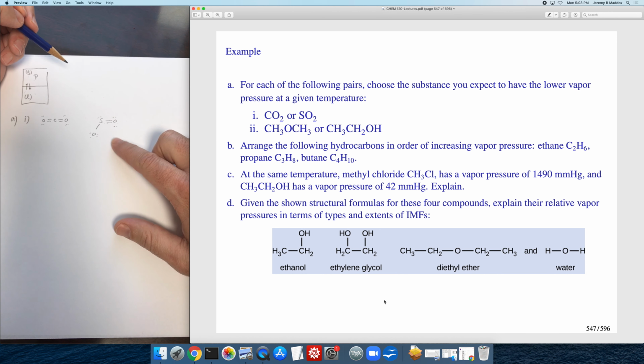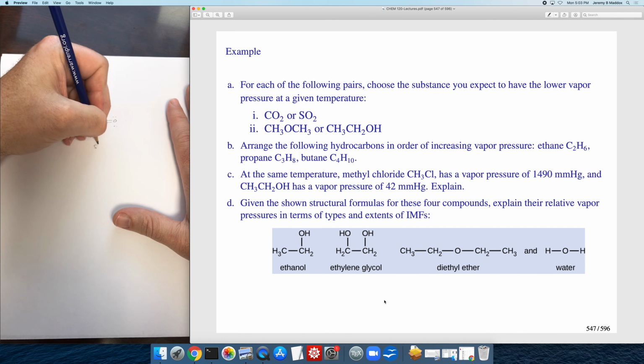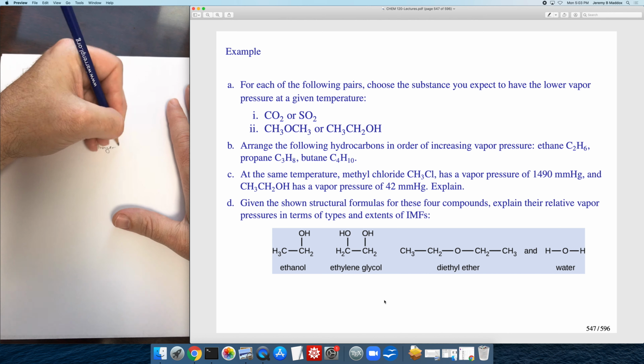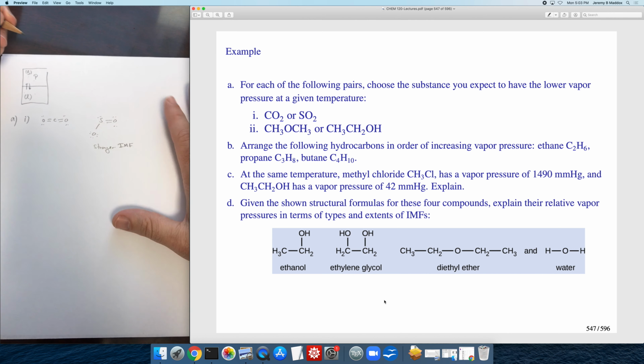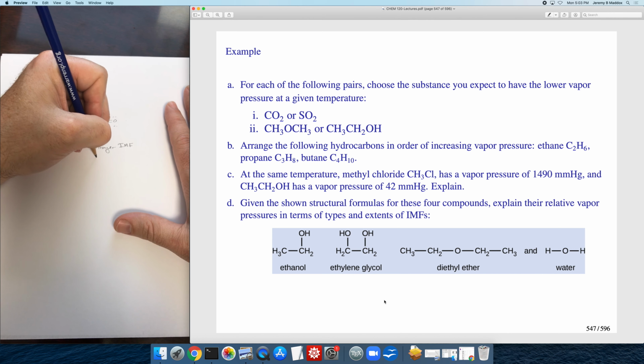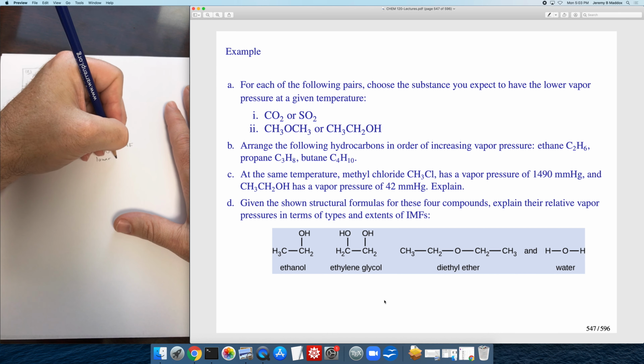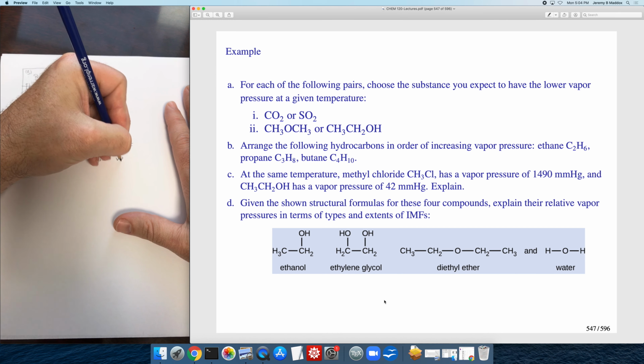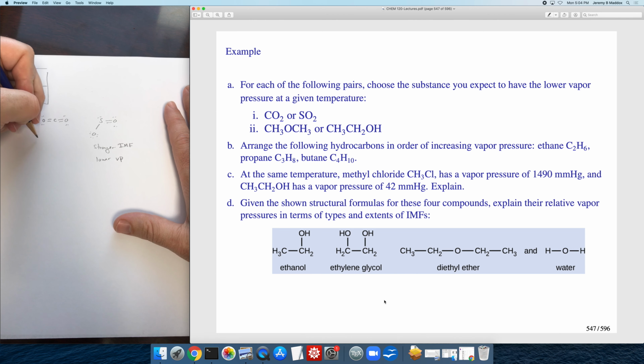The sulfur dioxide is going to have, in addition to the London dispersion interactions, dipole-dipole interactions. And so we are going to say that there are stronger intermolecular forces in the SO2, therefore it's going to have a lower vapor pressure. CO2 is going to have weaker intermolecular forces, therefore it's going to have a higher vapor pressure.